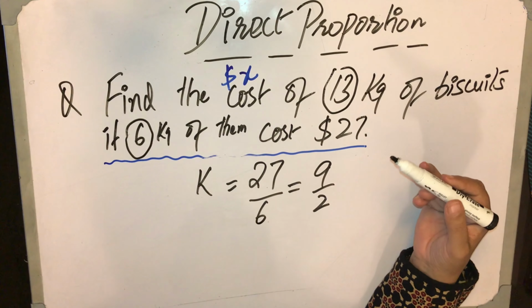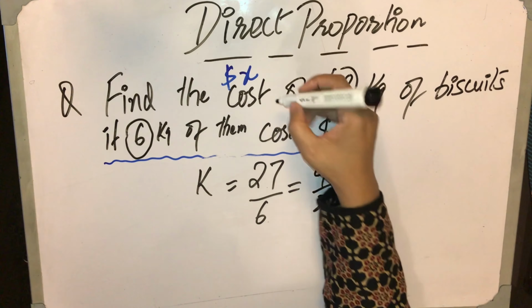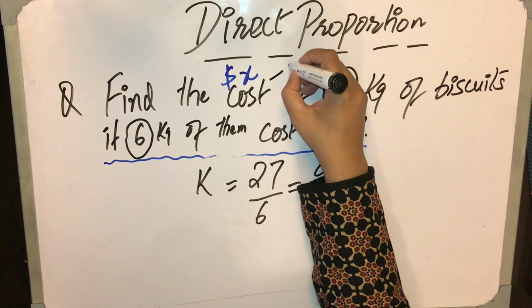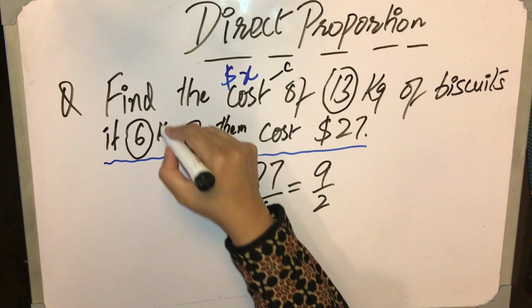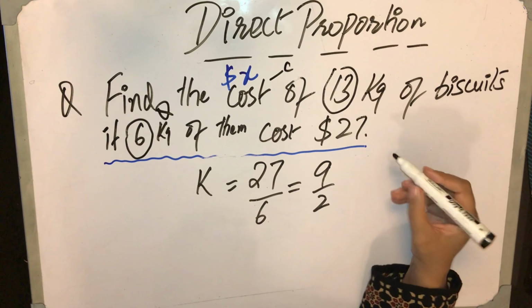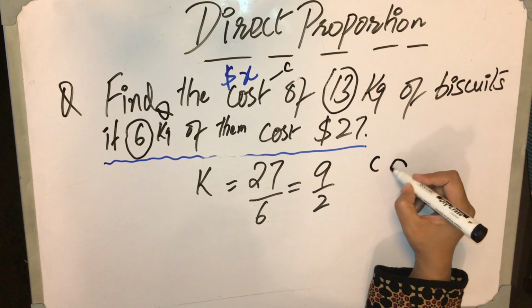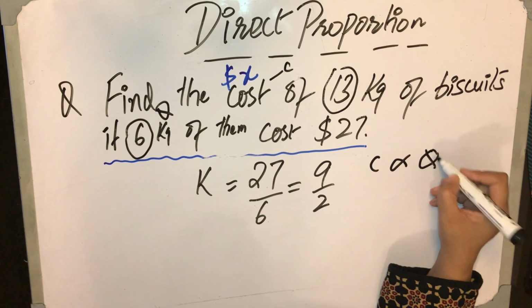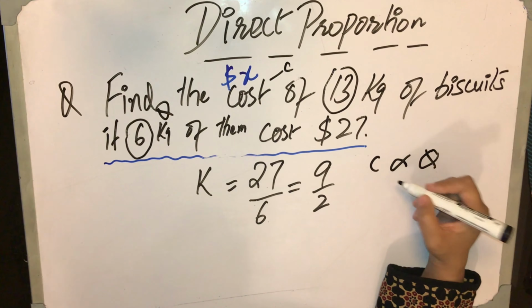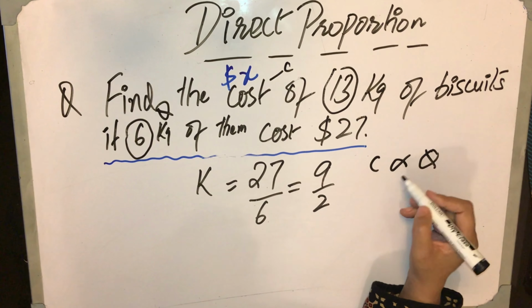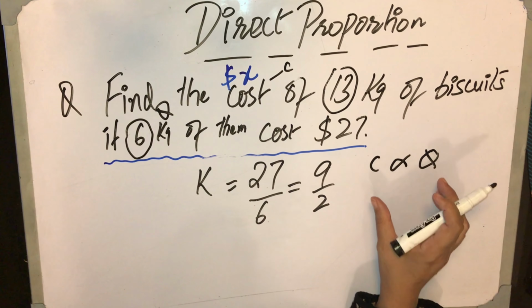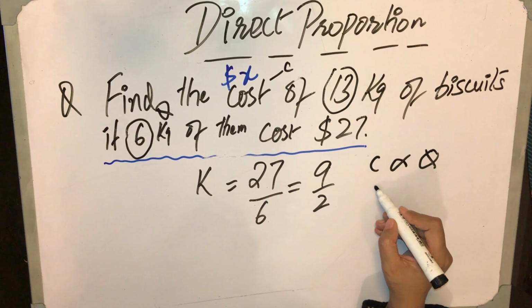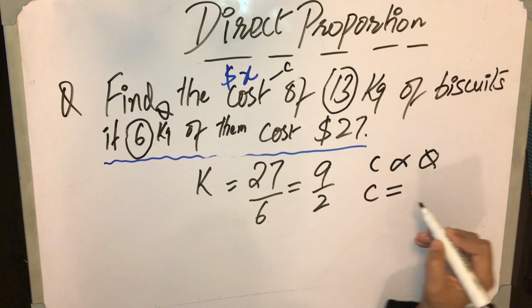How shall I handle this question? I shall take cost as C and the quantity as Q. So I shall write that the cost is directly proportional to quantity. If I increase the quantity, the cost will increase. This is the sign of proportion, direct proportion. If I remove this sign, or if I make it a linear equation, I shall write cost is equal to KQ.